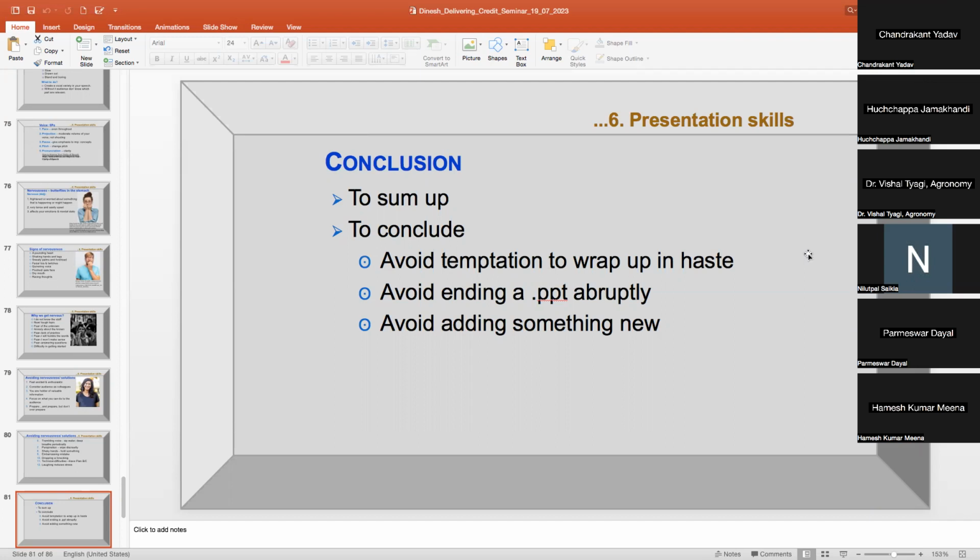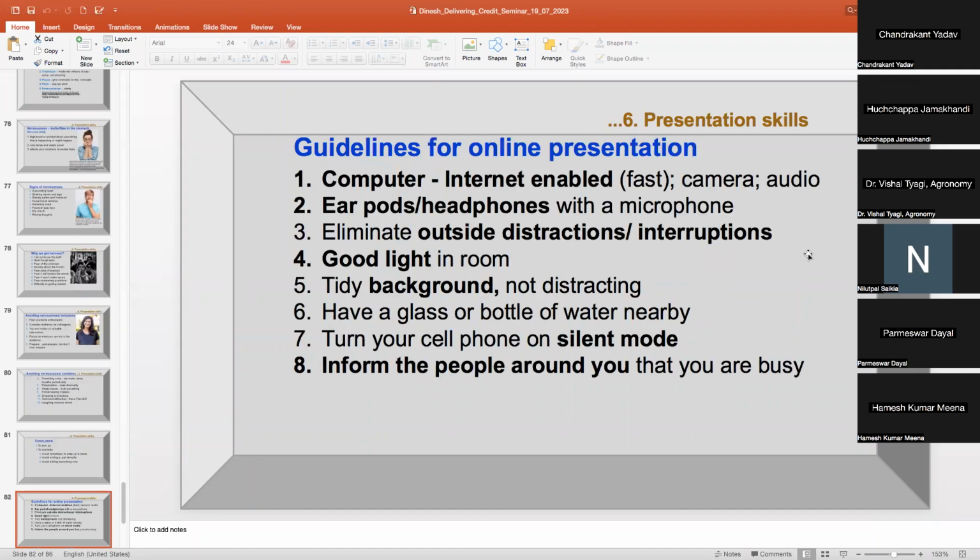Avoid ending a PPT abruptly, suddenly. There should be a smooth transition. There should be a smooth ending. So avoid adding something new. At this point of time, you have already covered your content, so you cannot add new points. You have to conclude from the data, from the things that you have presented.